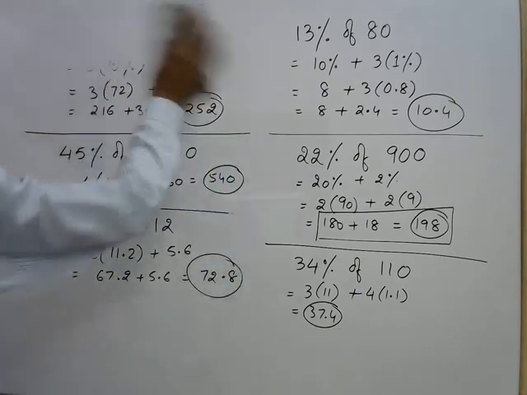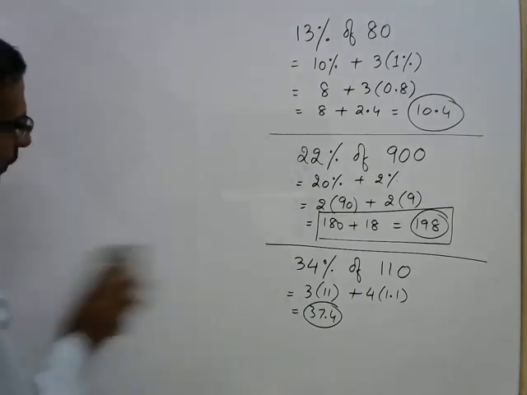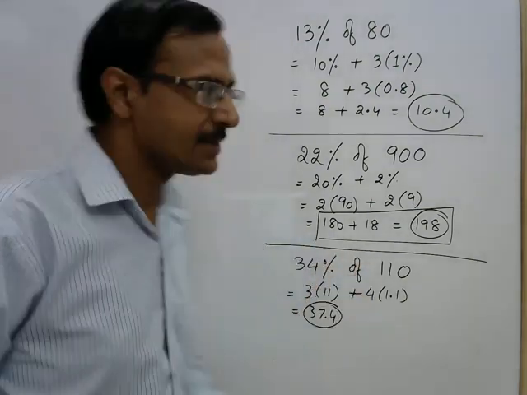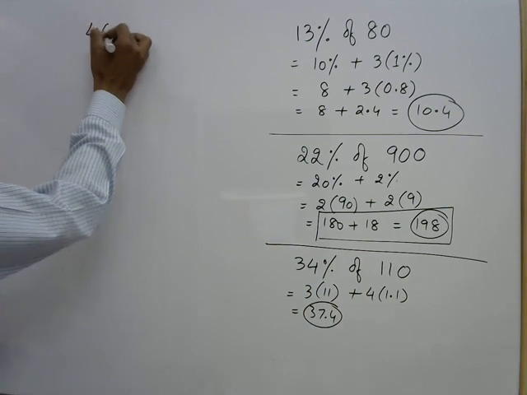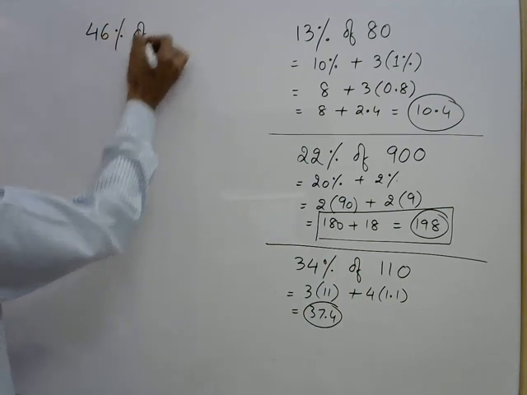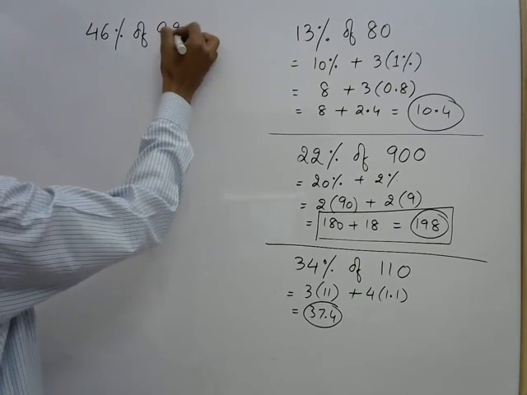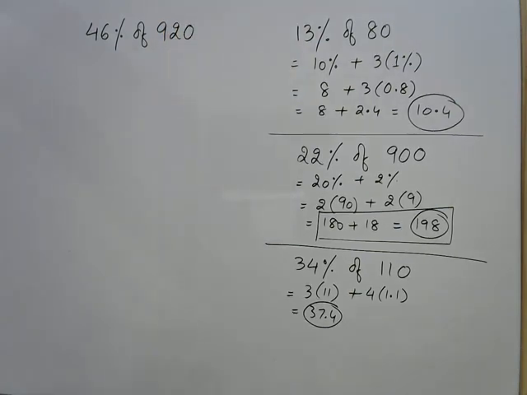Let's have more practice, some more questions. Now let's have some higher percentages. Say we have 46% of, okay, I'll give you a number which is not very difficult, 920. 46% of 920. Please do it mentally, please do it orally. Try to omit the number of steps now. So don't use calculators. This is for practice. So 46% of 920.